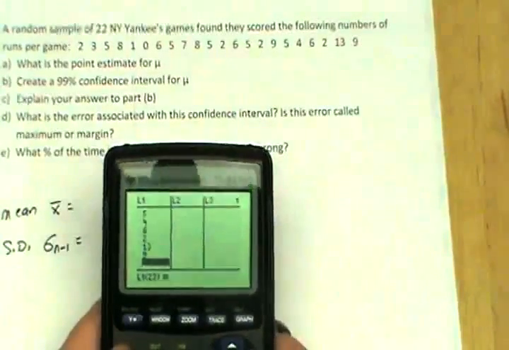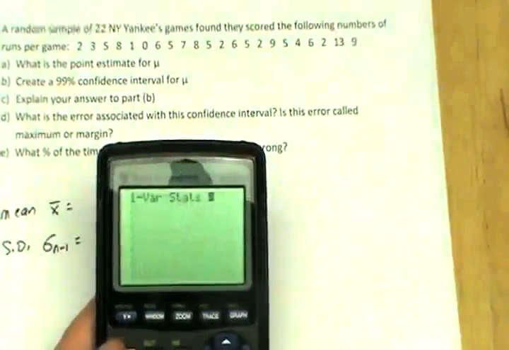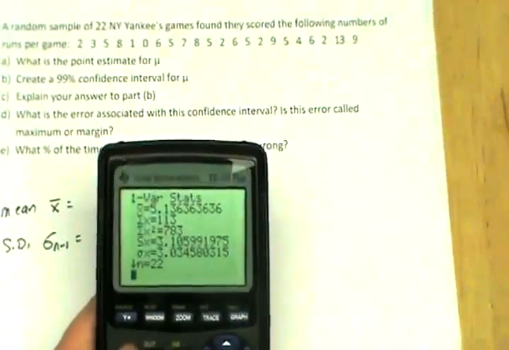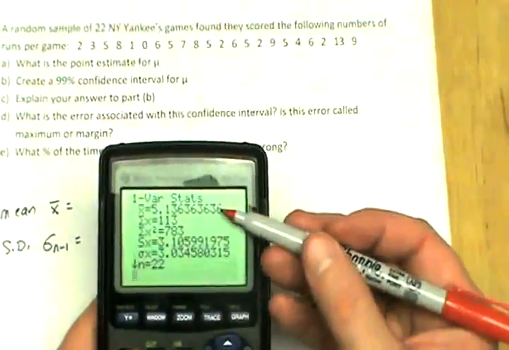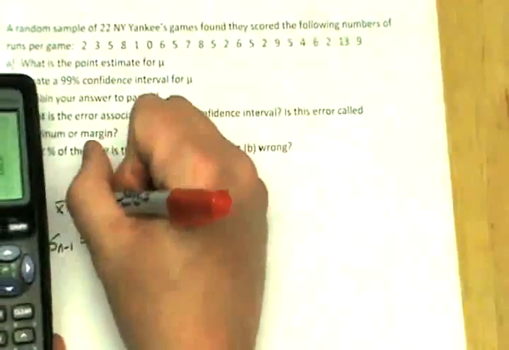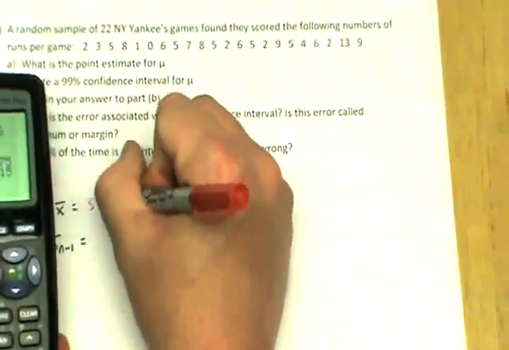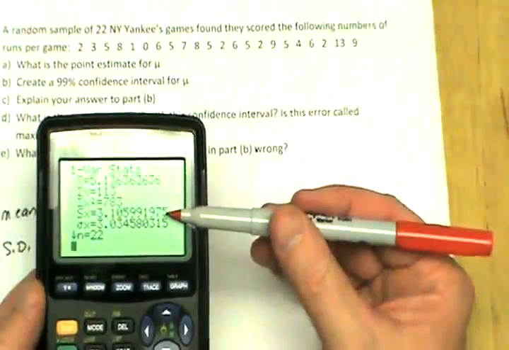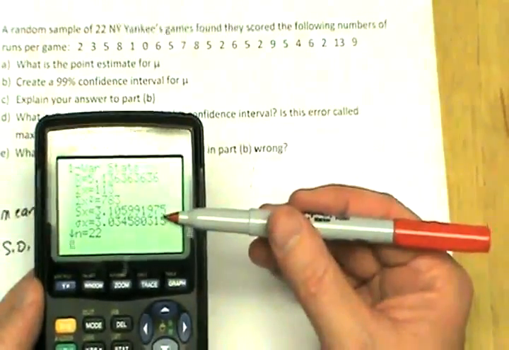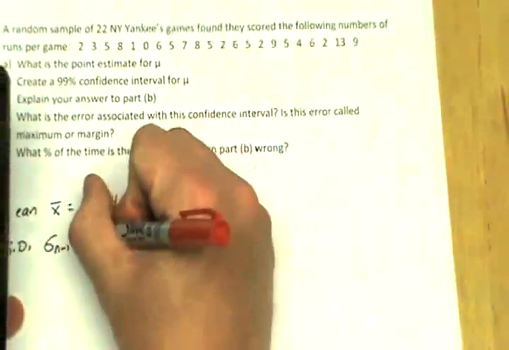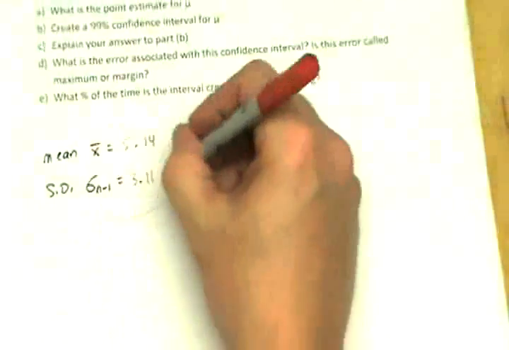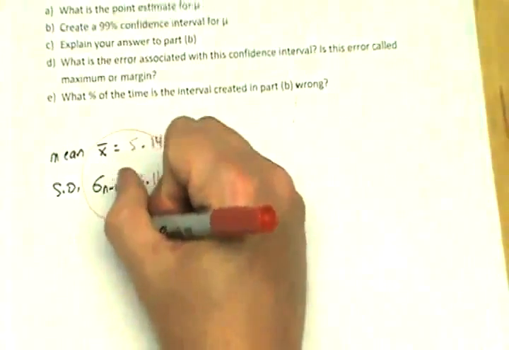Okay, once we get all stored in there, we're going to calculate one variable, and we're going to put in L1, and we're getting back a mean of 5.14. So that's the average number of runs over those 22 games. And the standard deviation Sx is 3.11. This is for the sample of 22 games.